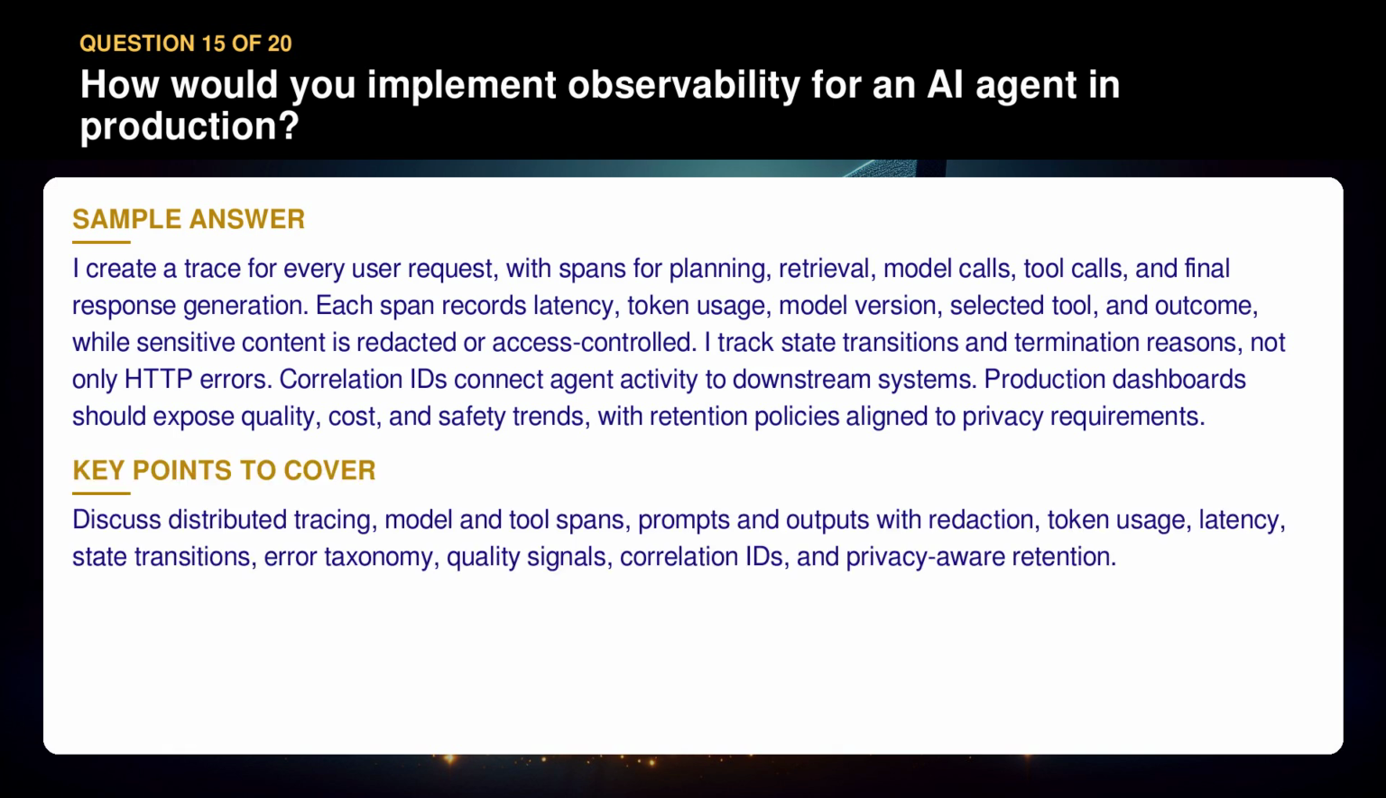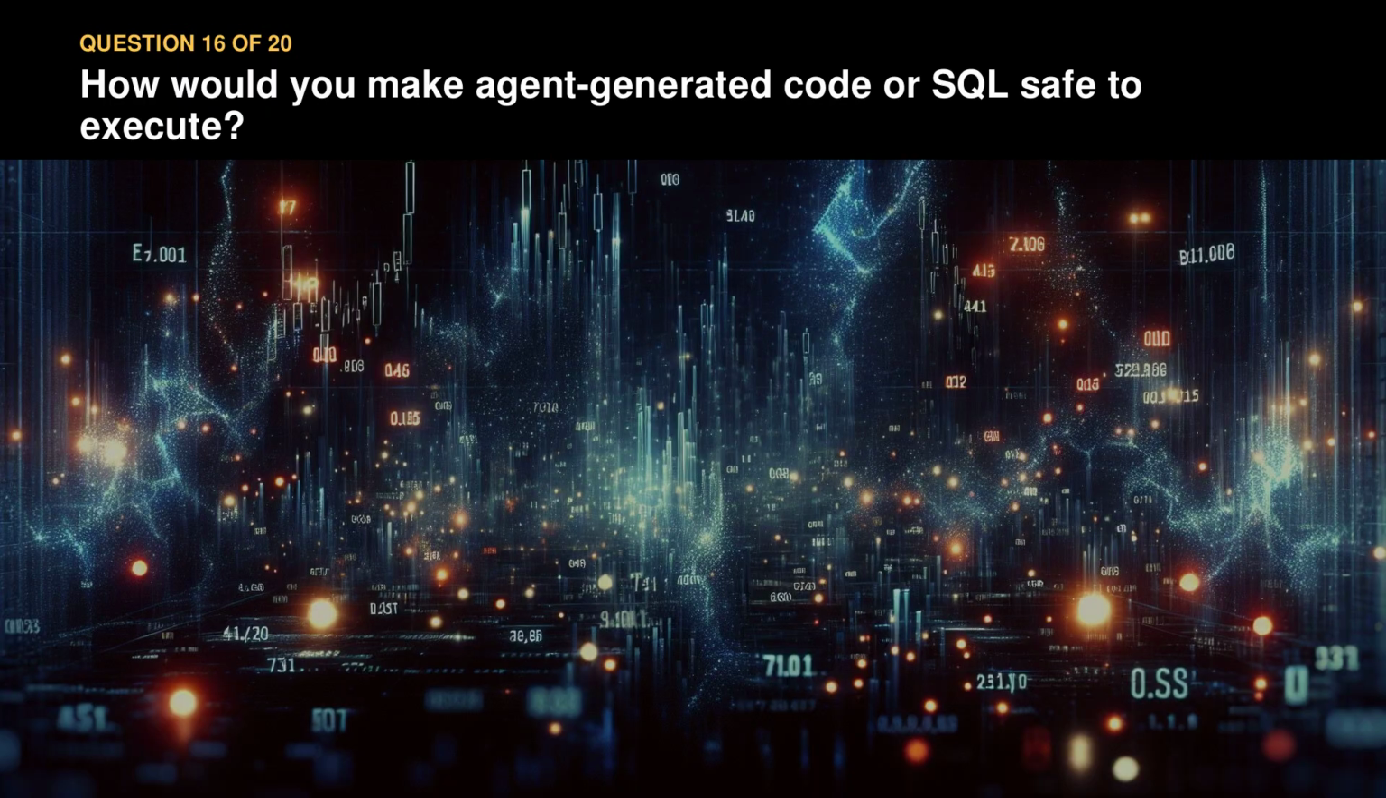Discuss distributed tracing, model and tool spans, prompts and outputs with redaction, token usage, latency, state transitions, error taxonomy, quality signals, correlation IDs, and privacy-aware retention. Question 16. How would you make agent-generated code or SQL safe to execute?